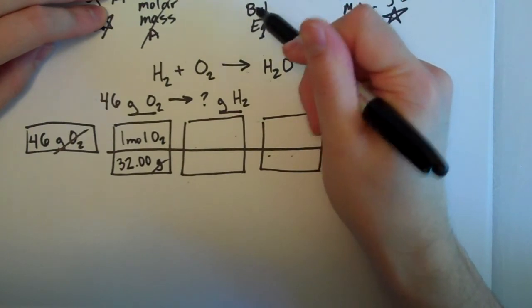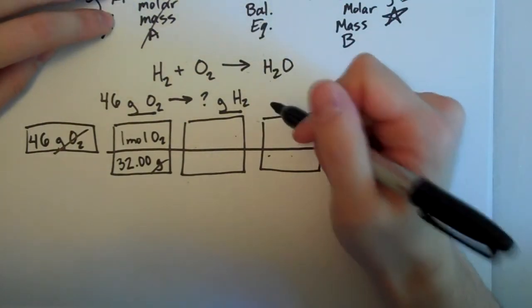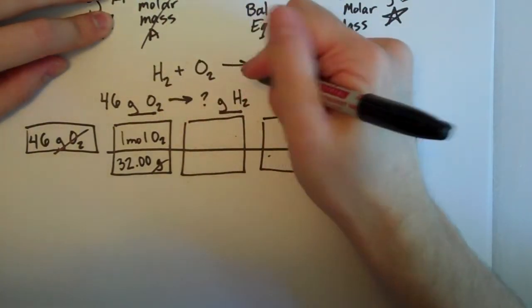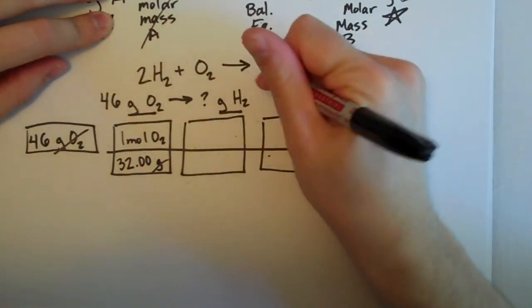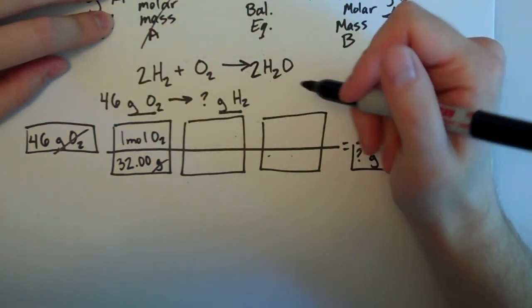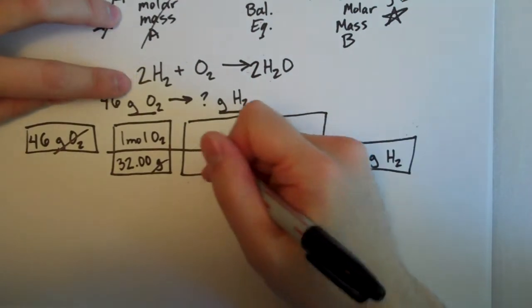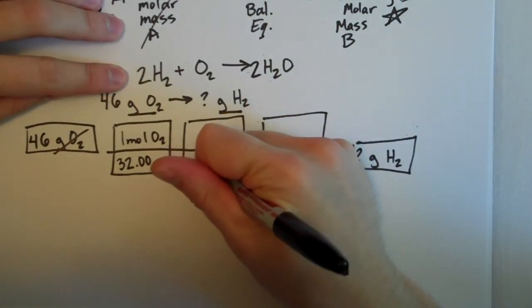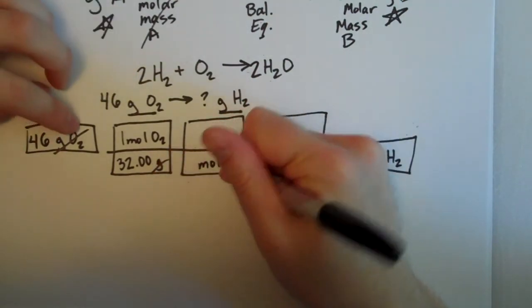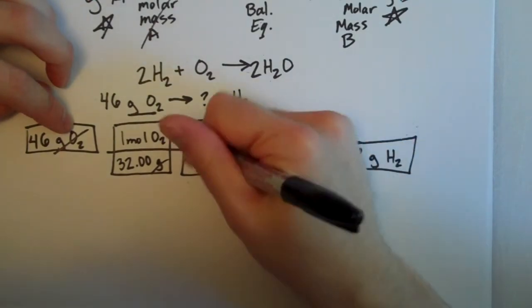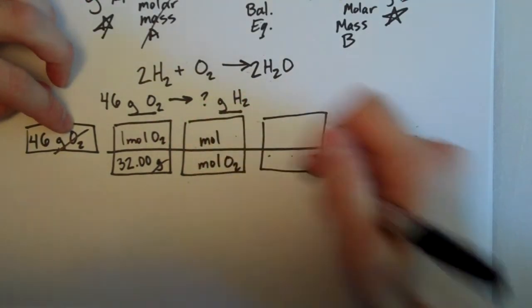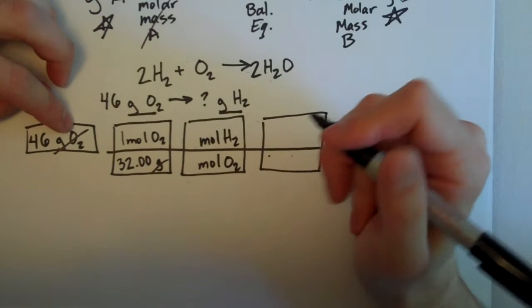Now I'm in moles. Now I need to use this balanced equation domino. So I better have a balanced equation. So let's quickly balance this. Now we have a balanced equation. So my balanced equation domino should always look the same. Moles of what I started with, which is O2, goes on the bottom. Moles of what I want, which is H2, has to go on the top.